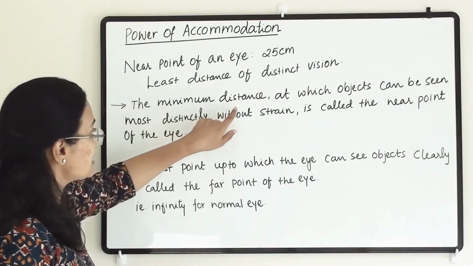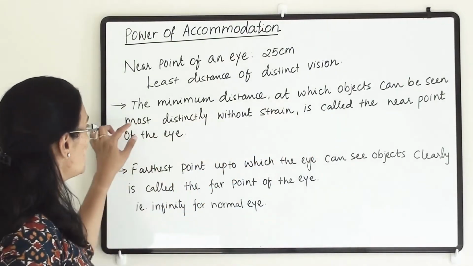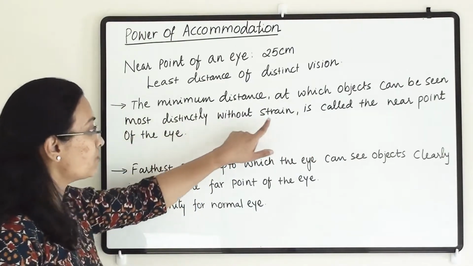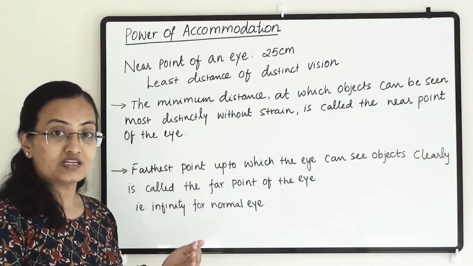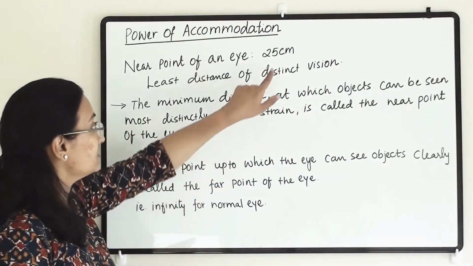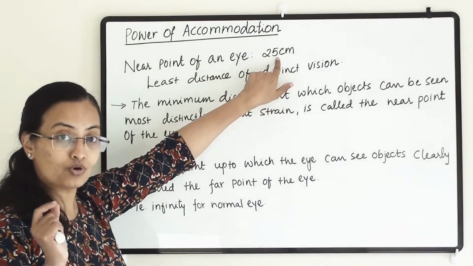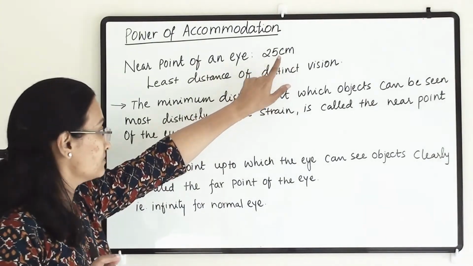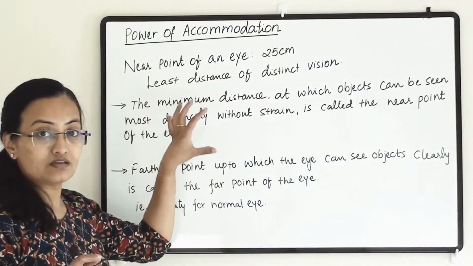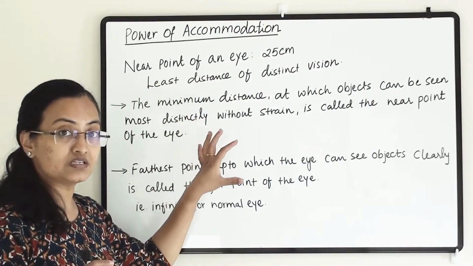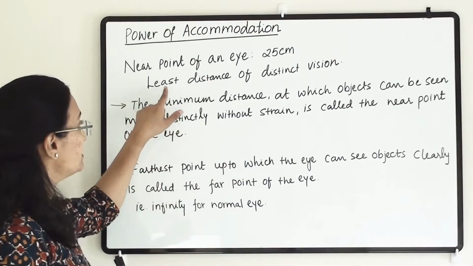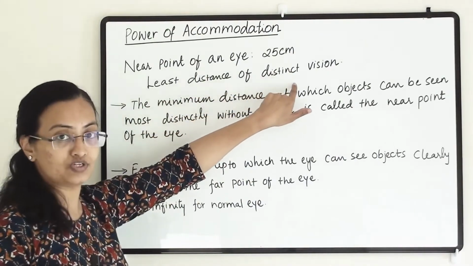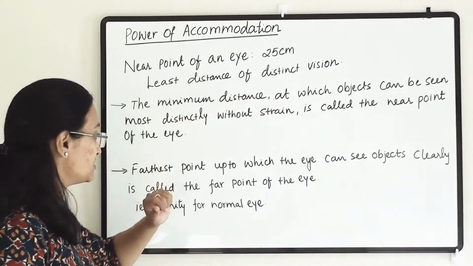The minimum distance at which objects can be seen most distinctly without strain is called the near point of an eye. So that is the near point of an eye, and the limit is 25 centimeter. So when we can see an object at minimum distance without any strain, that point is known as the least distance of distinct vision, and that is 25 centimeter.